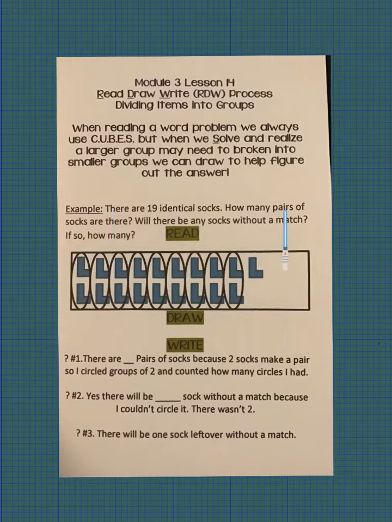So first we're going to read the problem. There are 19 identical socks. How many pairs of socks are there? Will there be any socks without a match? If so, how many? Right? When we do go cubes, we always read it twice, right? So we're talking about socks, but what are we talking about? There are 19 identical socks, so they're all the same. How many pairs? Pairs means 2, right? Pair. So I'm going to put a 2 right there because that means every 2 socks makes a pair.